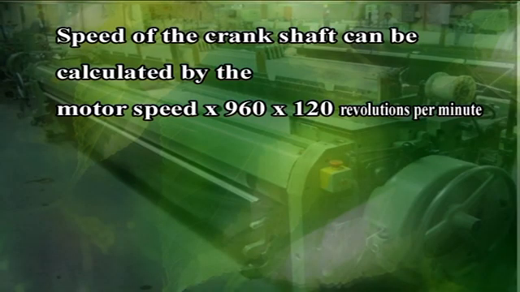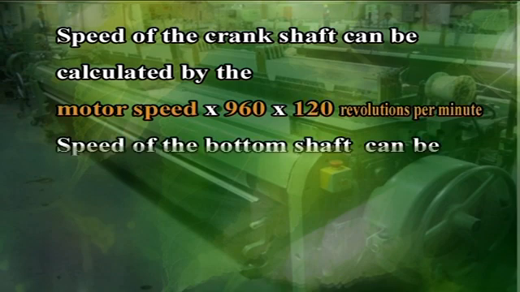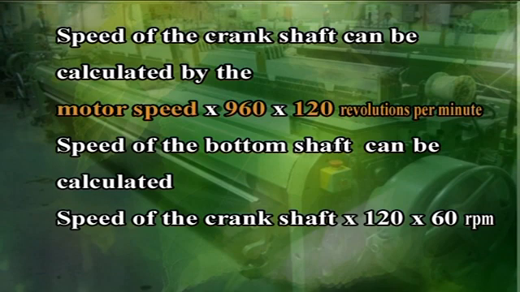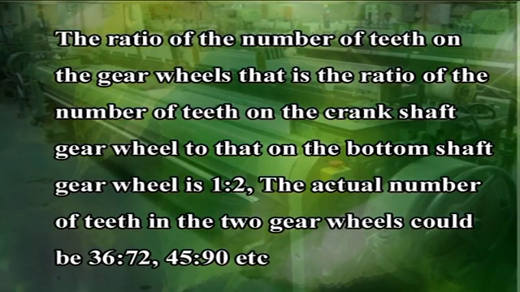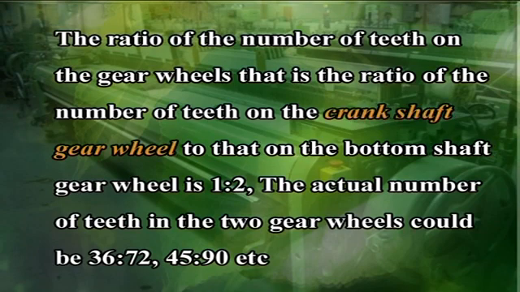The speed of the crankshaft can be calculated as the motor speed into 960 into 120 revolutions per minute. The speed of the bottom shaft can be calculated as the speed of the crankshaft into 120 into 60 RPM. The ratio of the number of teeth on the crankshaft gear wheel to that on the bottom shaft gear wheel is 1:2.